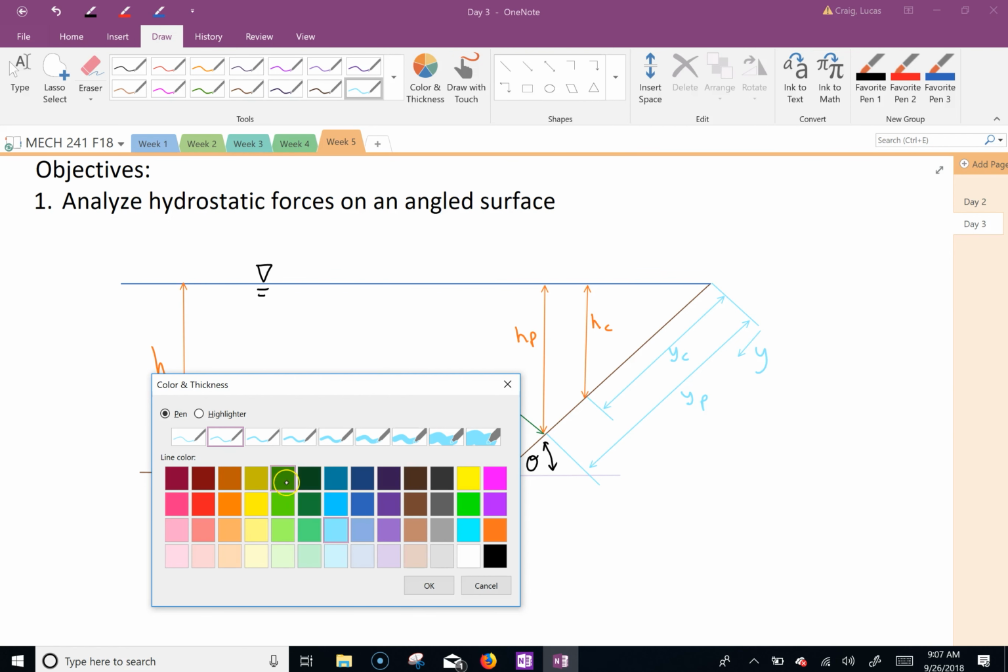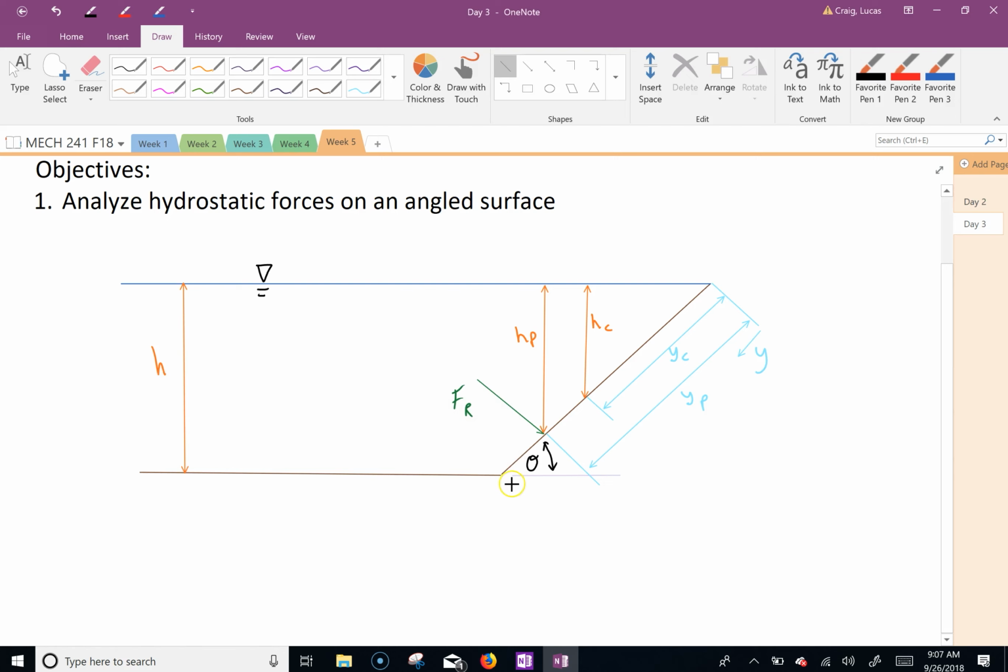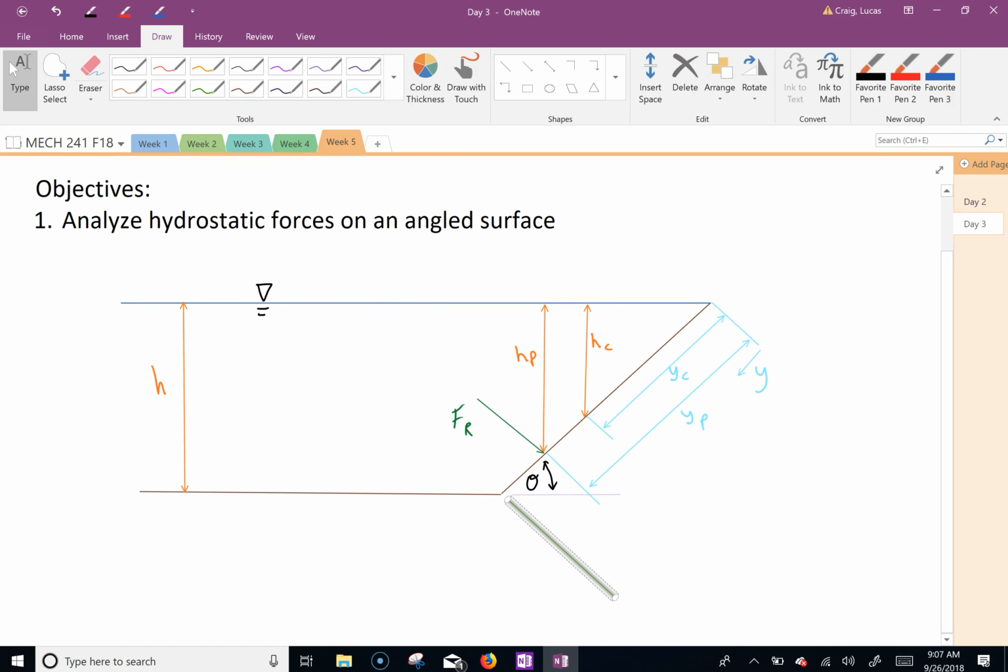Okay, and let's do one more. The whole length of this is L. Okay. So the length of that angle that the water is touching is L. So how do we relate HC and YC together? What do we use? Yeah, we use trig.